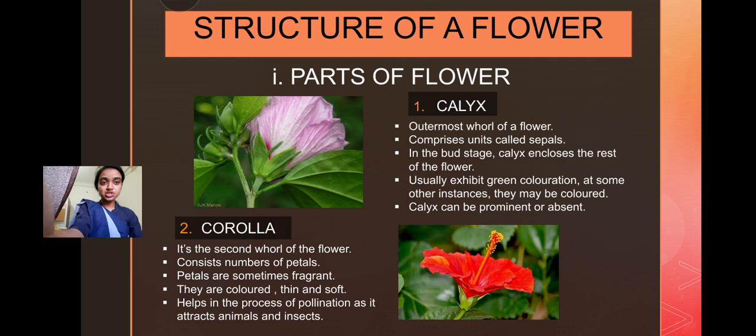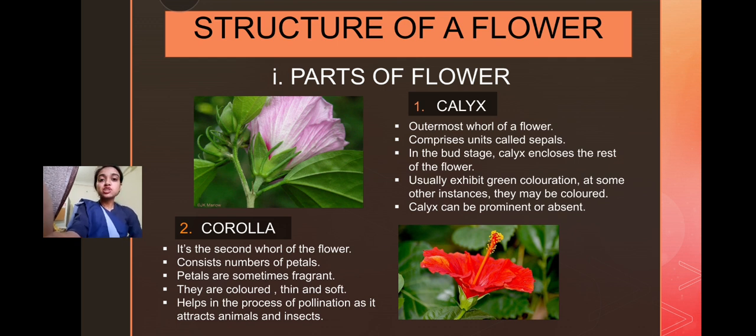In the bud stage, the calyx encloses the rest of the flower. Usually they exhibit green coloration. At some other instances, they may be colored. The calyx can be prominent or absent. As we have seen, in many flowers the calyx is present, but in many it is absent.